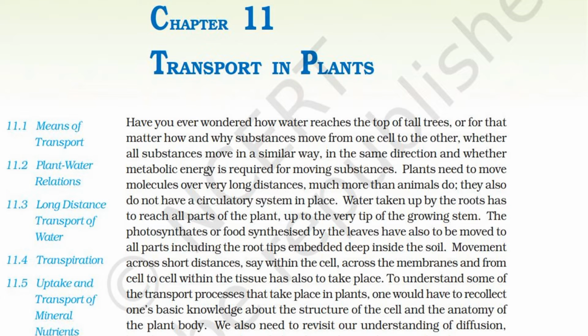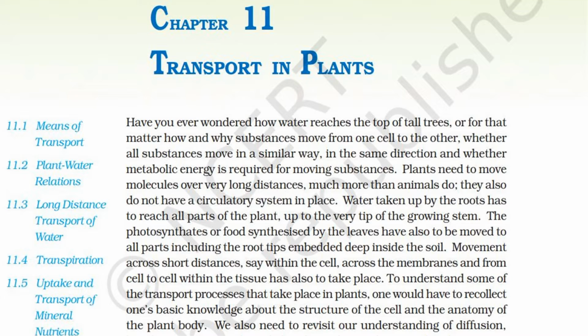Transport in plants. Have you ever wondered how water reaches the top of tall trees, or for that matter how and why substances move from one cell to the other? Whether all substances move in a similar way, in the same direction, and whether metabolic energy is required for moving substances. Plants need to move molecules over very long distances, much more than animals do.